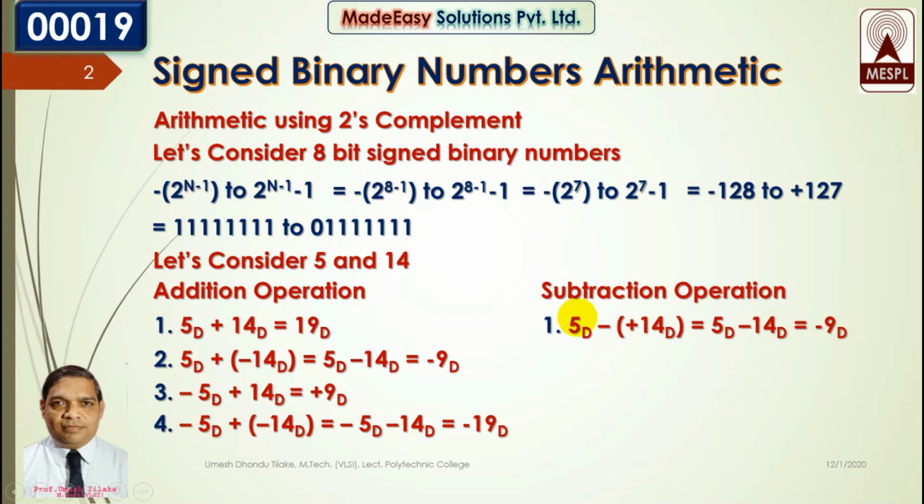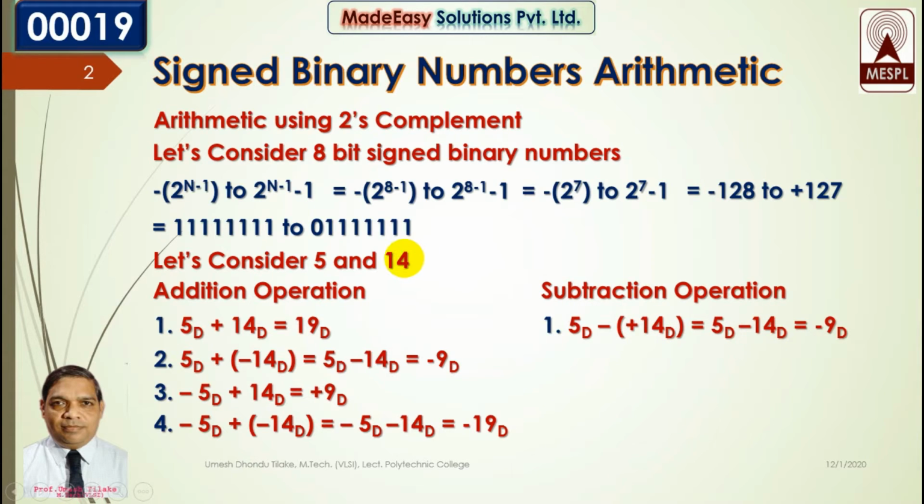Now again, according to mathematical convention, if a minus sign is present before a parenthesis, then the number present in the parenthesis changes its sign. So 14 will change to negative now. That's why we get minus 14 here.